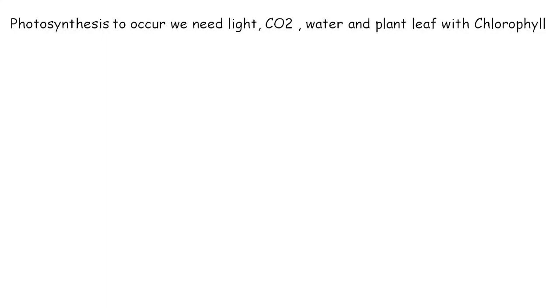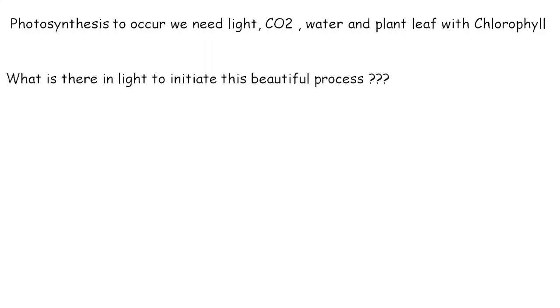Being a resource for a lot of other processes which thrive on photosynthesis, let us understand how photosynthesis converts light energy to other forms of energy efficiently. The photosynthesis process requires raw materials like CO2, water, light, and of course a plant leaf with chlorophyll. To begin with, it requires light. So what is there in light?